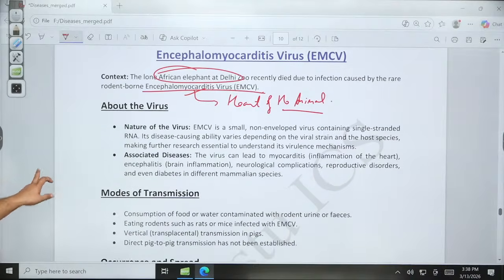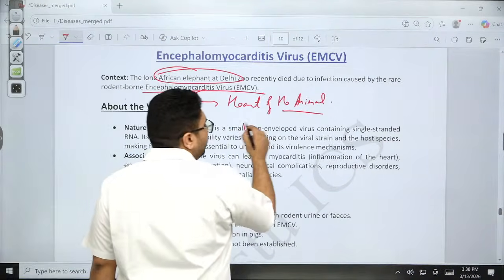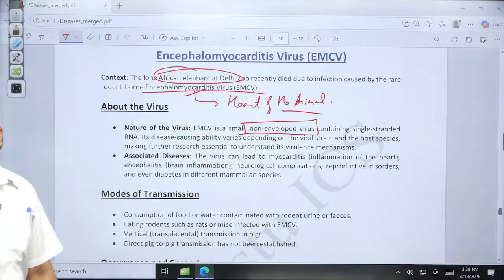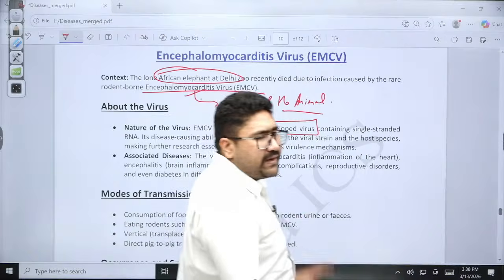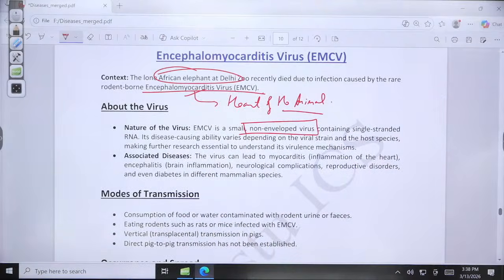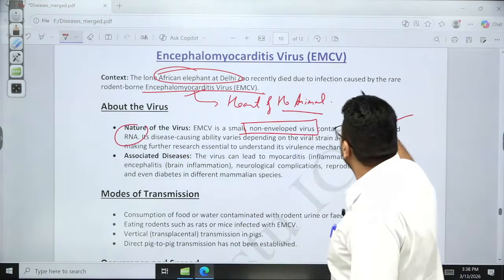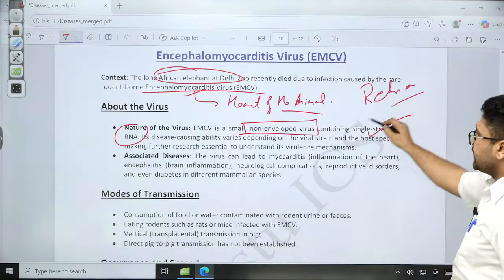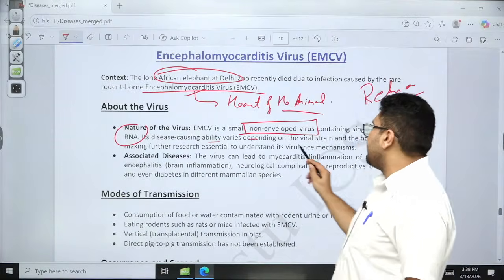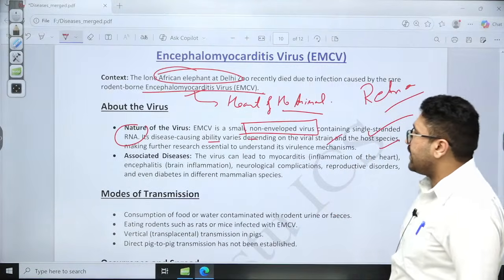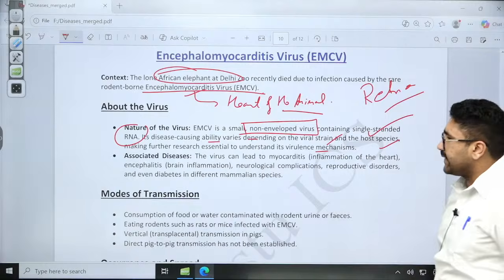Nature of the virus, EMCV is a small non-enveloped virus. Non-enveloped virus, that means only the genetic material is present and the genetic material is not protected by a capsid, which helps it to survive in extreme conditions. So it is a non-enveloped virus containing single-stranded RNA. Again, that means this is an example of retrovirus. Its disease-causing ability varies depending upon viral strain and host species, making further research essential to understand virulence mechanisms.